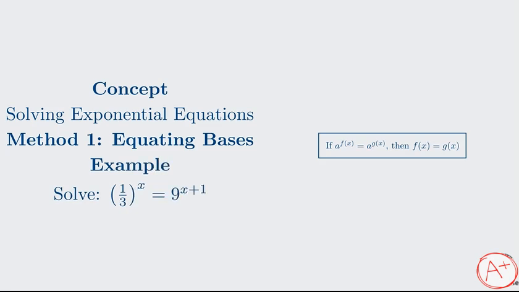Let's solve (1/3) to the power of x equals 9 to the power of x plus 1. We recognize that both 1/3 and 9 are powers of 3. 1/3 is 3 to the negative 1, and 9 is 3 squared. Applying the laws of exponents, we multiply the powers. On the right, remember to distribute the 2 to both x and 1. Since the bases are now the same, we set the exponents equal. Subtracting 2x from both sides gives negative 3x equals 2, so x equals negative 2/3. This method is fast and efficient when common bases are obvious.